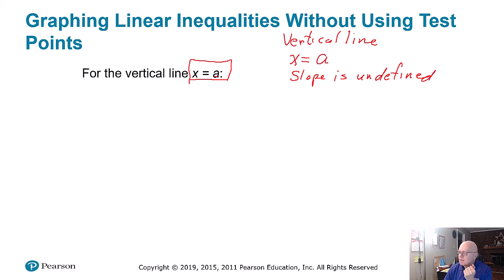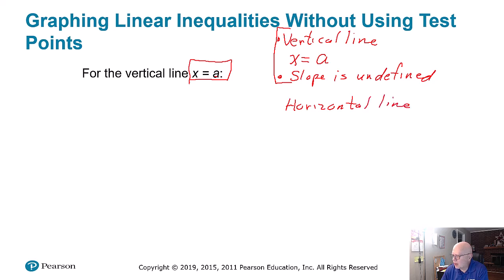Now I'm getting ahead of myself a little bit, but this is a trio of information, all of which are linked. So for example, if you see the equation x equals 52, you know it's a vertical line, and you know the slope of that line is undefined. Well, what's the flip side of that? Well, the flip side would be a horizontal line.